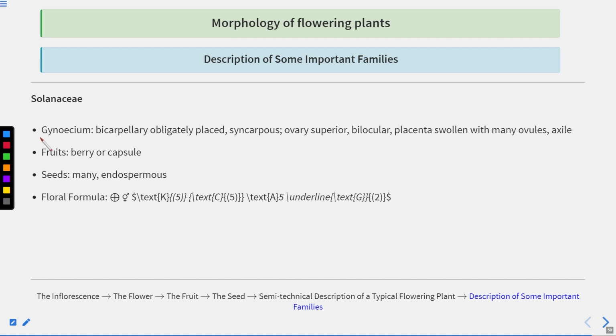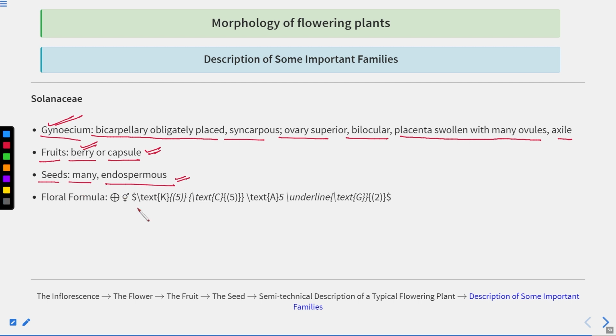Now, if you see the gynoecium, then they are bicarpellary, obliquely placed, syncarpous, and the ovary is superior. Bilocular, two locules are there, and in each locule you can see the ovules. Placenta swollen and with many ovules, and axile placentation. So this is about the gynoecium. If you talk about the fruits, then berry or capsule. In some plants you see the berry type of fruit, and in some plants the capsule. Seeds are many in number and all are endospermous.